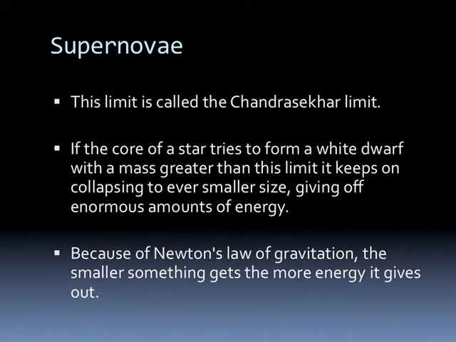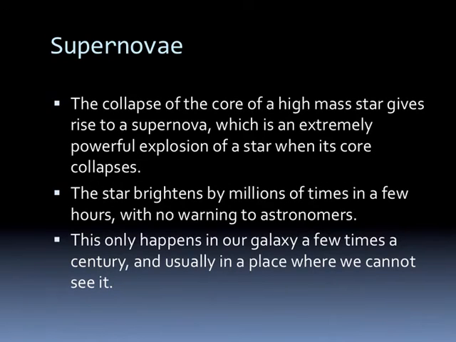If the core of a star tries to form a white dwarf with a mass greater than this limit, it keeps collapsing to ever smaller sizes, giving off enormous amounts of energy. Because of Newton's law of gravitation, the smaller something gets, the more energy it gives out. So the collapse of the core of a high-mass star gives rise to a supernova, which is an extremely powerful explosion of a star when its core collapses.